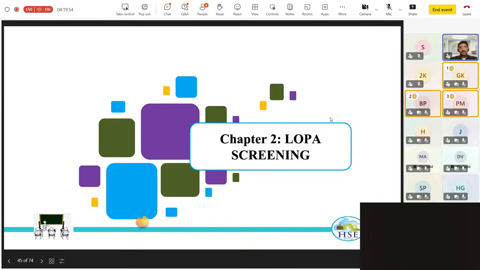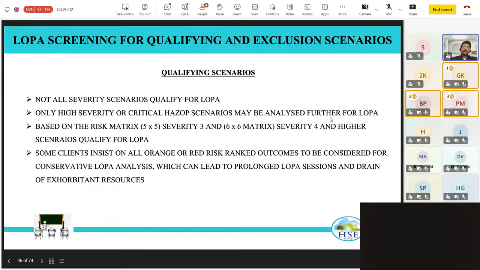So actually, we are starting the LOPA here at 11:43, and we'll just go through the screening part, where we have LOPA screen for qualifying and exclusion scenarios. First we look at the qualifying scenarios, meaning which scenarios actually qualify and can be considered under LOPA analysis. So not all severity scenarios qualify for LOPA. Only the high severities of critical HAZOP scenarios may be analyzed further for LOPA.